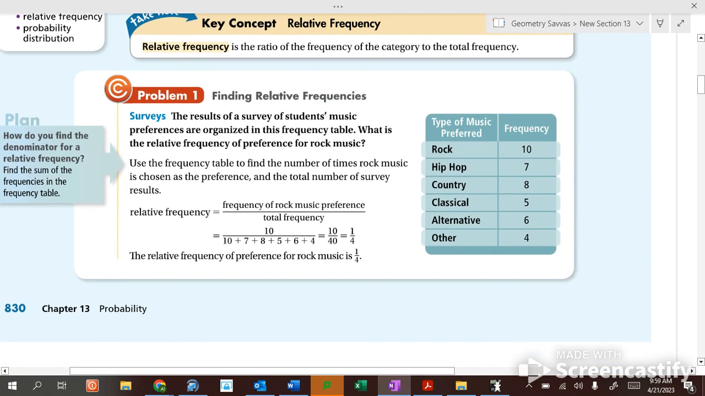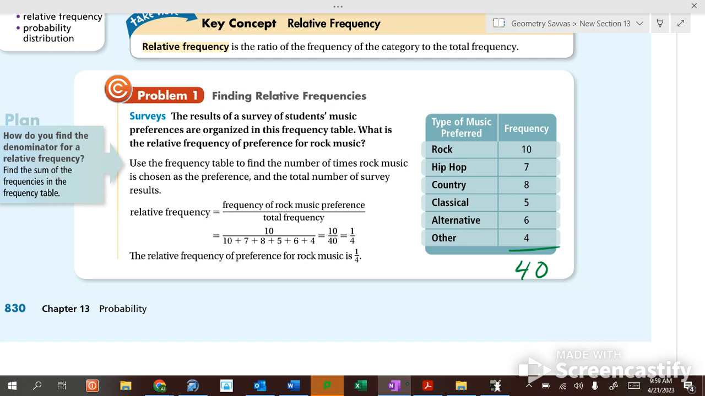So let's look at this table. This table has 40 total people surveyed. 10 people like rock, 7 people like hip hop, 8 like country, 5 like classical, 6 like alternative, 4 like other. So what's the relative frequency of liking rock music? Well, that's 10 out of 40, which is 1/4.